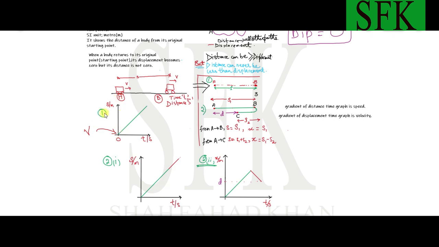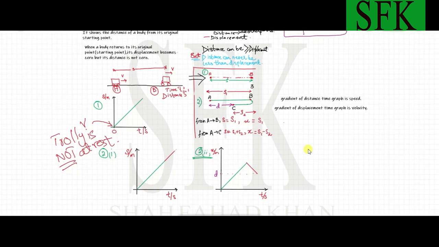So this is an MCQ that came. At time 0, the trolley is not at rest, because the gradient of the graph is not 0 at the point 0. Okay, now let's move forward.